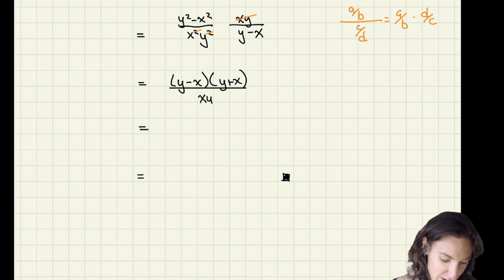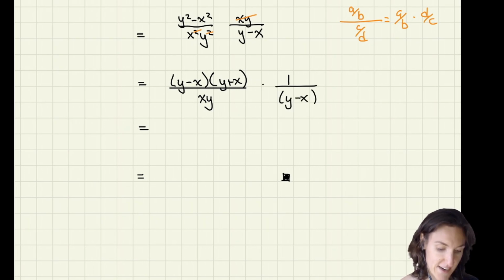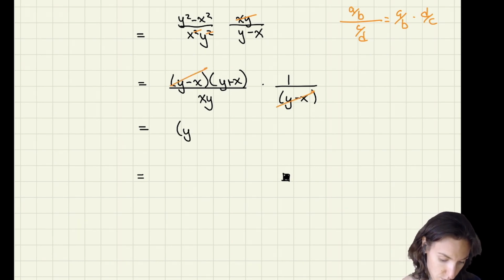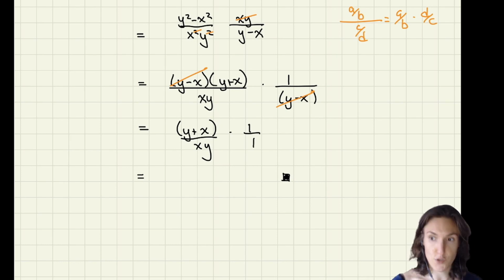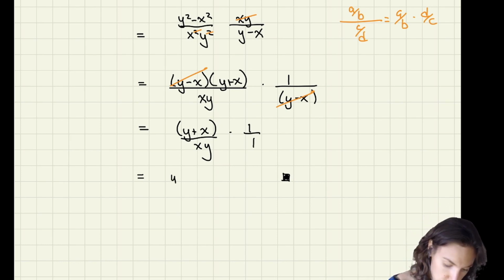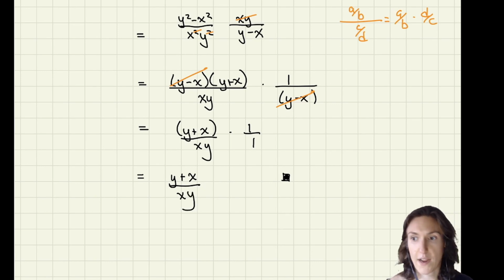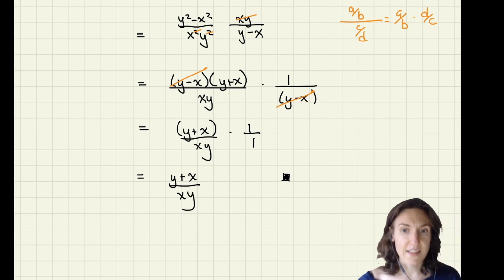And then I have y and x left over here. I have a 1 up there, and then a y minus x here. And I can cancel out one of these y minus x terms, and I'm left with y plus x over xy, and then this second term is just 1 over 1. So my solution is y plus x over xy. And there we go.